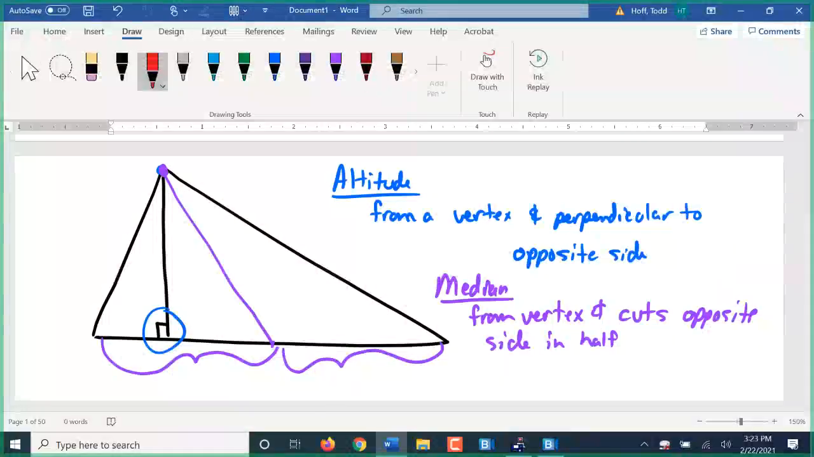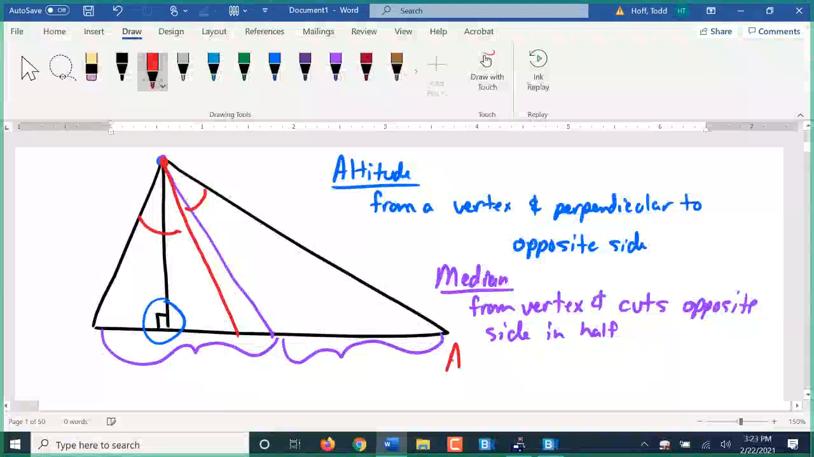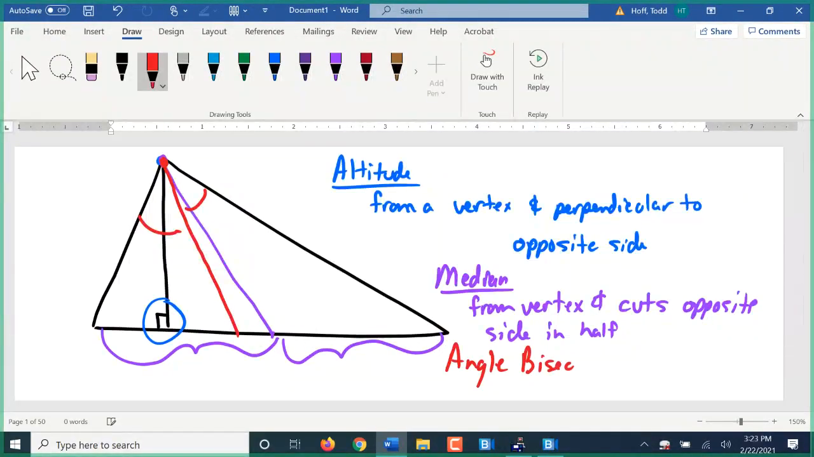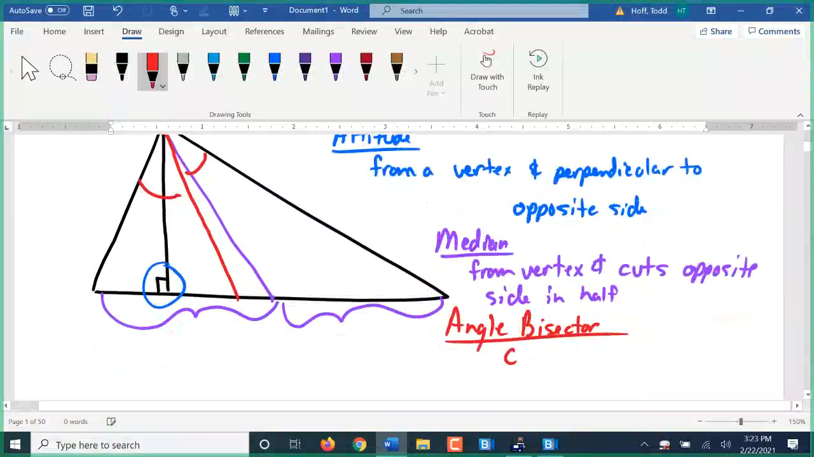Third possibility, go from a vertex and draw a line that cuts the angle in half. That is called an angle bisector. Cuts the angle in half.